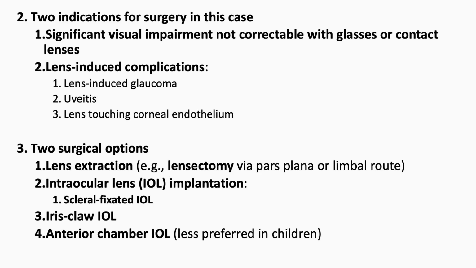What are the surgical options? First, lens extraction via the limbal or pars plana route. Second option is IOL implantation, either via SFIOL, iris claw or anterior chamber IOL. Anterior chamber IOLs are less preferred in children.